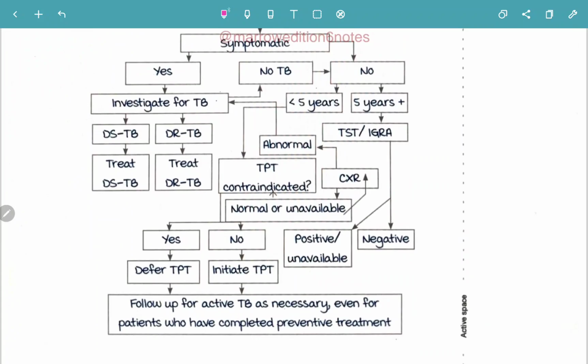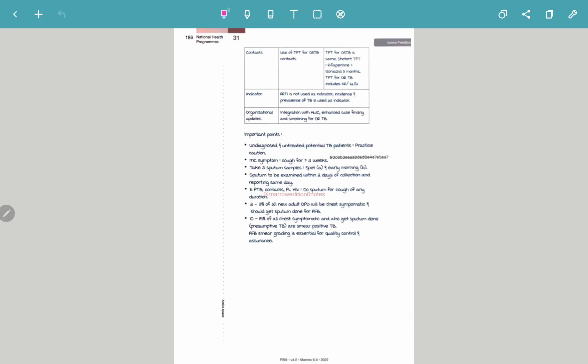So we have covered tuberculosis and the National Tuberculosis Elimination Program in detail.